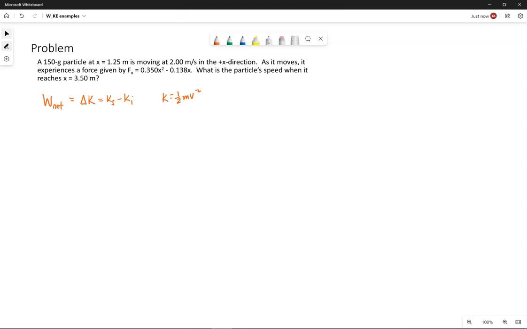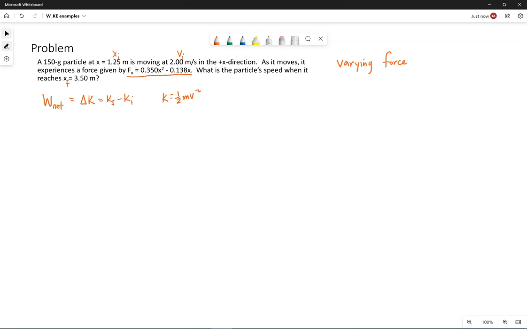So here we have our particle. It's initially at a position of 1.25 meters. So this is our x initial. It is moving at 2 meters per second at this moment. So that's our v initial. As it moves, it experiences a force given by this equation. So this is a varying force. We want the particle's speed when it reaches 3.5 meters. So this is our x final.